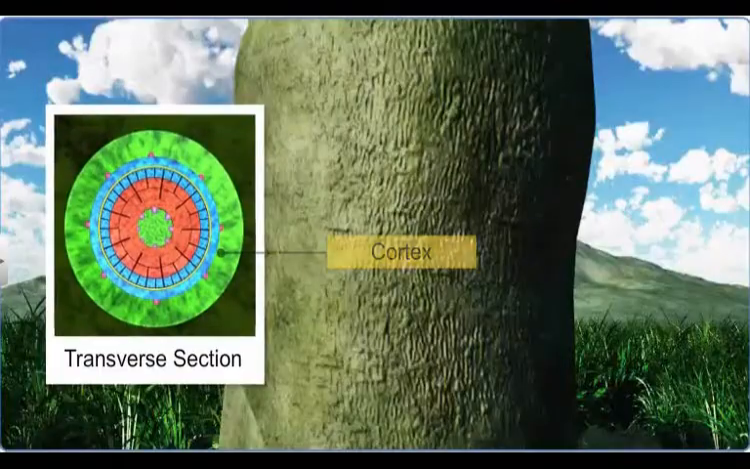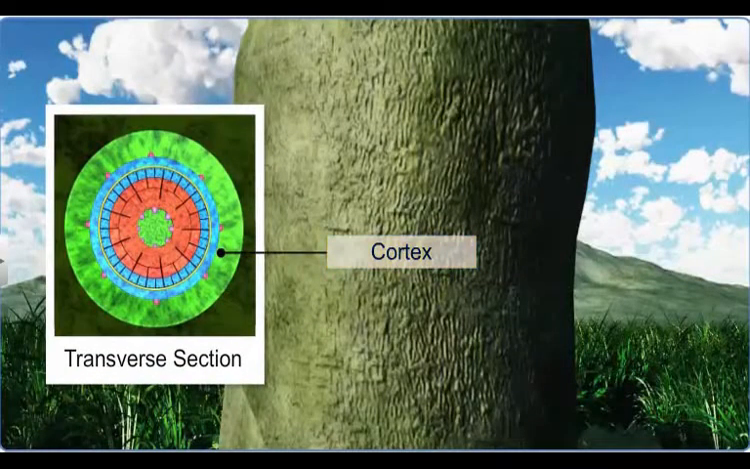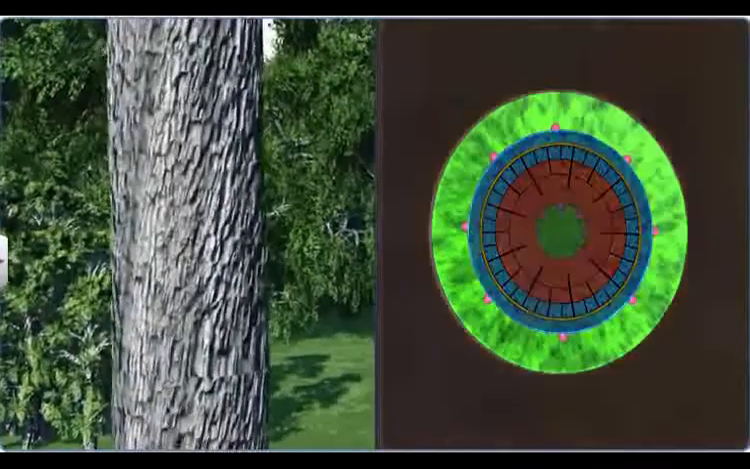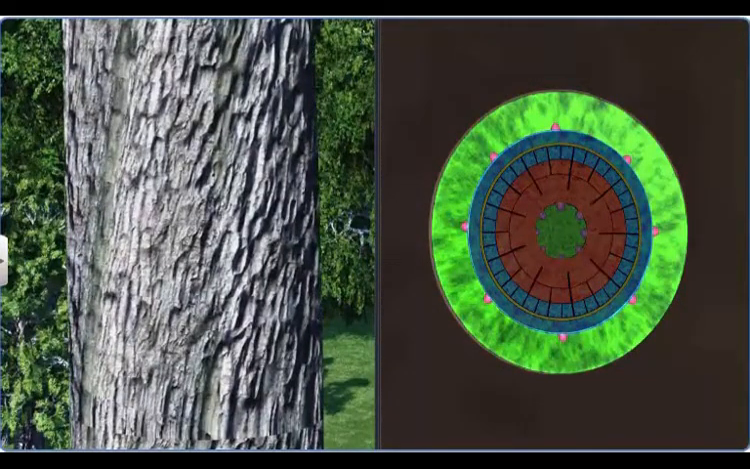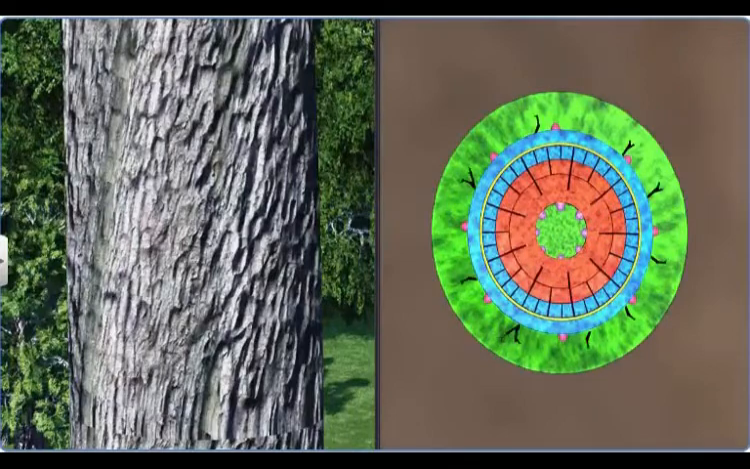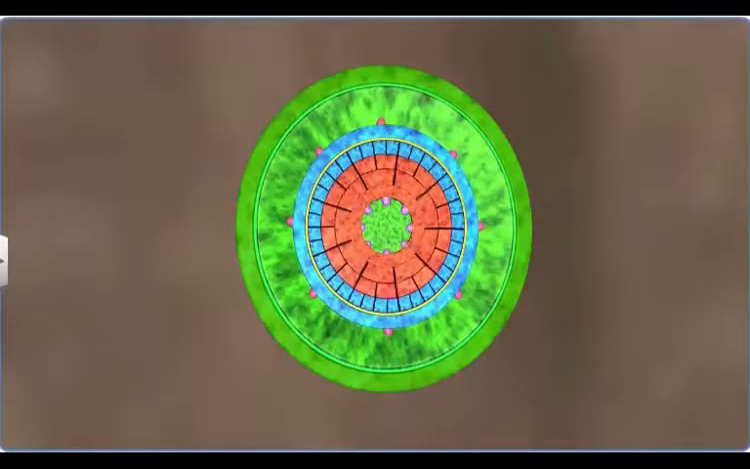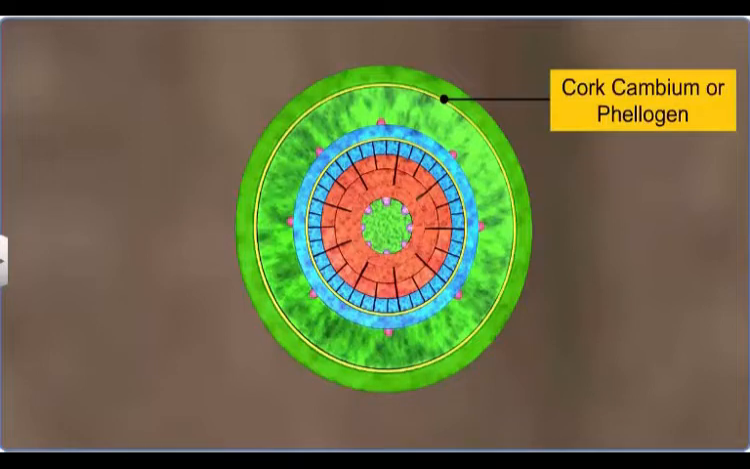The cortex is another region where secondary growth takes place. Due to the vascular cambium's activity, the stem increases in girth. This results in rupturing of the cortical and epidermal layers. These layers need to be replaced with new protective cell layers. In due course, another meristematic tissue called cork cambium or phelogen develops, usually in the cortex region.